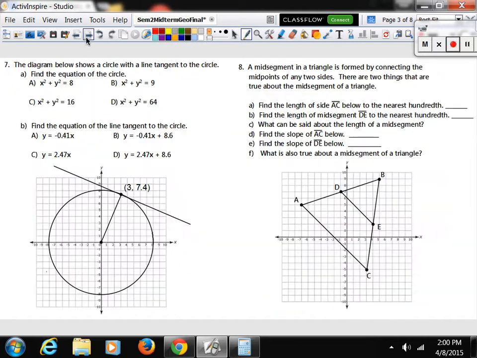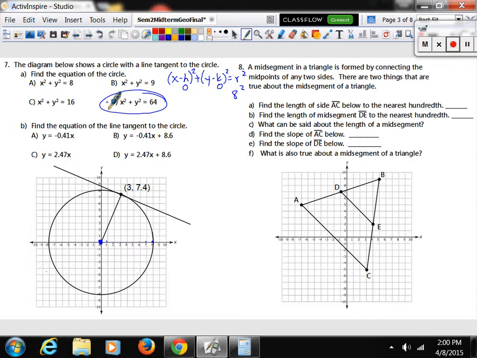Number 7. Diagram below shows a circle with a line tangent to the circle. Find the equation of the circle. Your equation for a standard form is x minus h squared plus y minus k squared equals r squared. H and k are both 0. So you're definitely going to have x squared plus y squared. The radius is 1, 2, 3, 4, 5, 6, 7, 8. So the radius is 8 squared. So the radius squared is 64. So that had to be D.